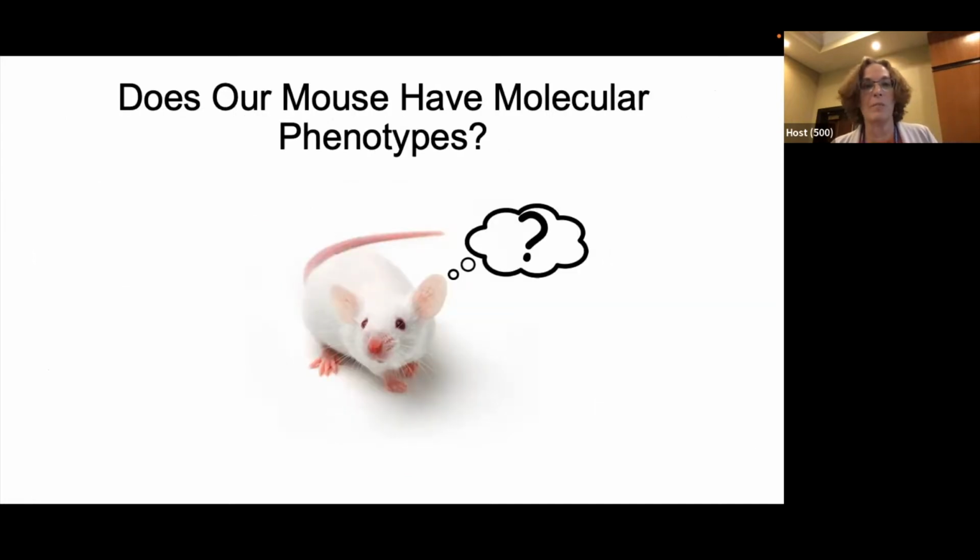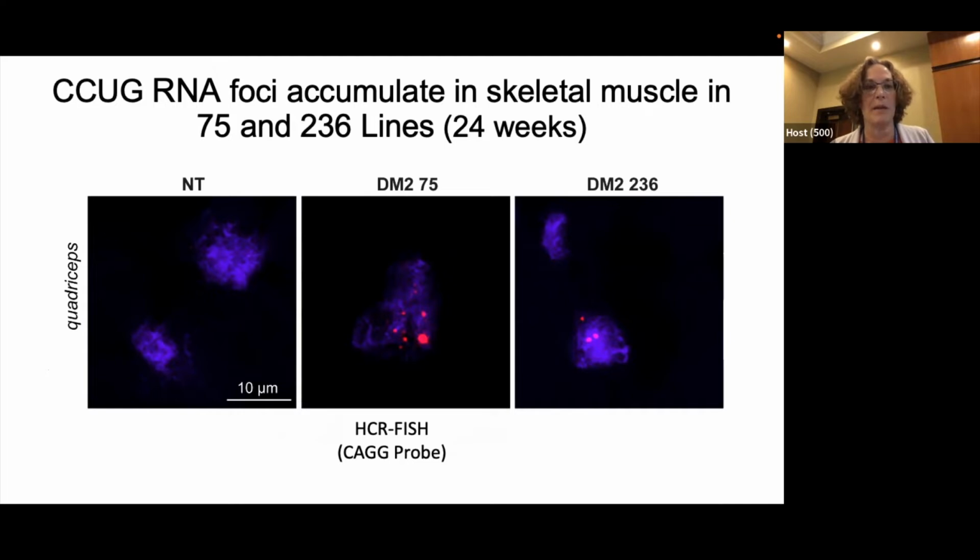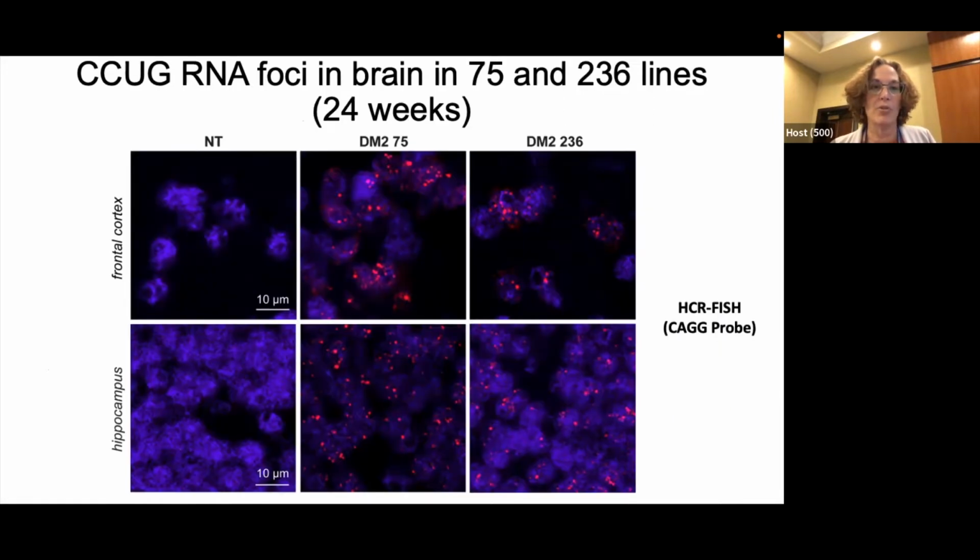So does our mouse model have any molecular phenotypes? Avery has really been very persistent in trying to get at this question, and has used HCR FISH to show that the CCUG RNA foci accumulate in both the 75 and the 236 lines in the skeletal muscle. He's also shown that these RNA foci accumulate in the brains, in the frontal cortex, the hippocampus, but throughout the brain in both the DM2 75 line and the 236 line.